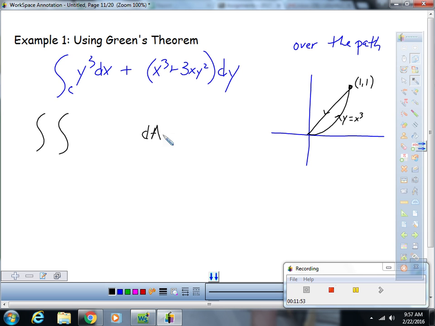I think I might need more room than that, so I'll wait for that. Now, do we want to call that thing vertically simple or horizontally simple? We don't like those words, but I can tell you I want x to be on the outside. So what's x going from? X is going from 0 to 1. What's y going from? From x cubed to x. Do you remember how to do these double integrals?